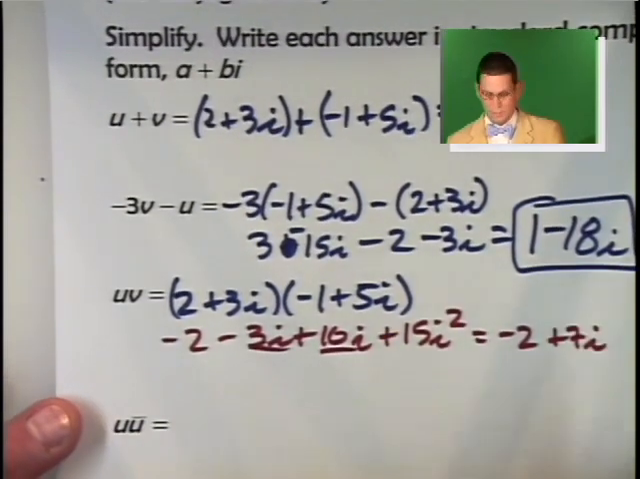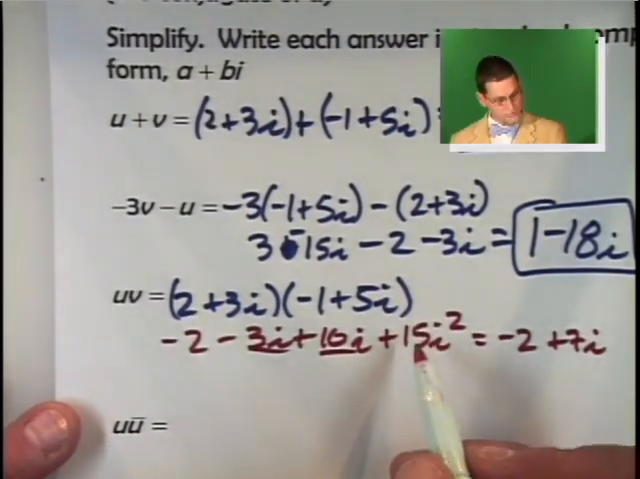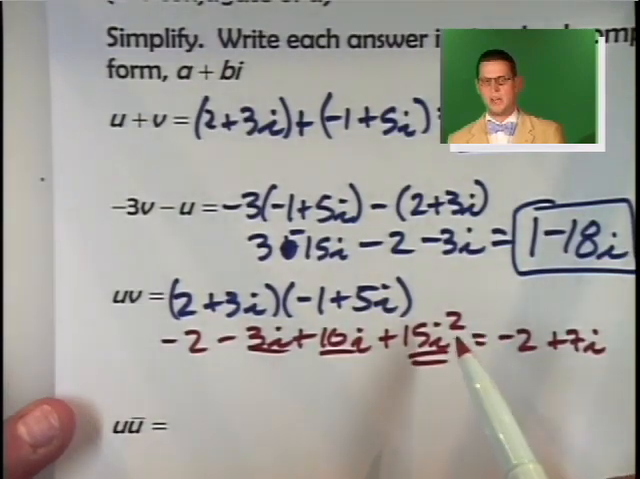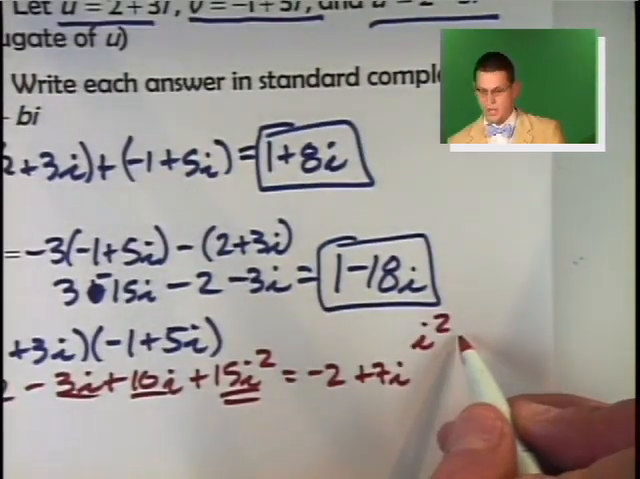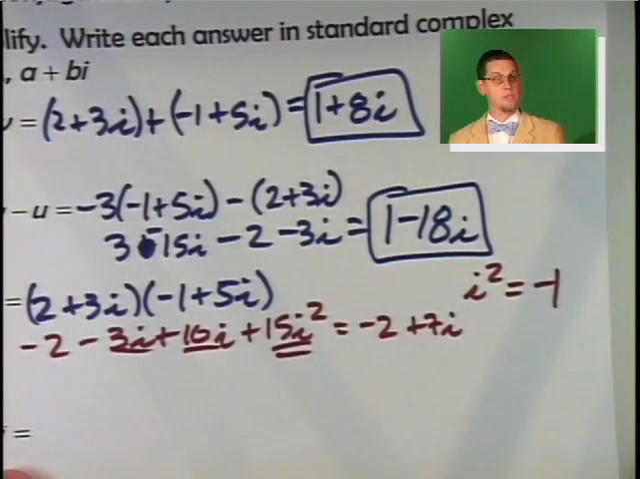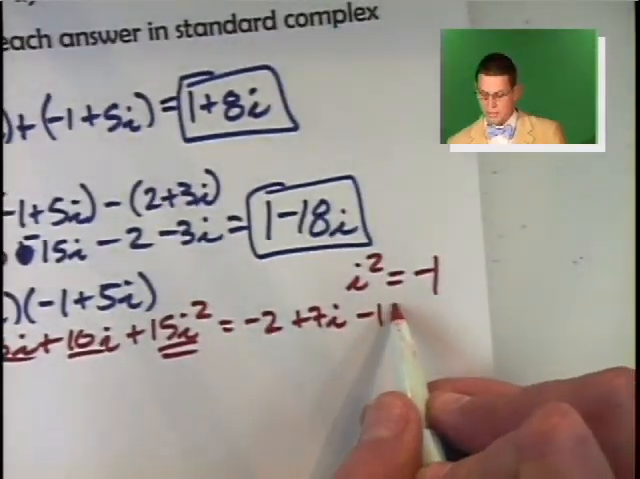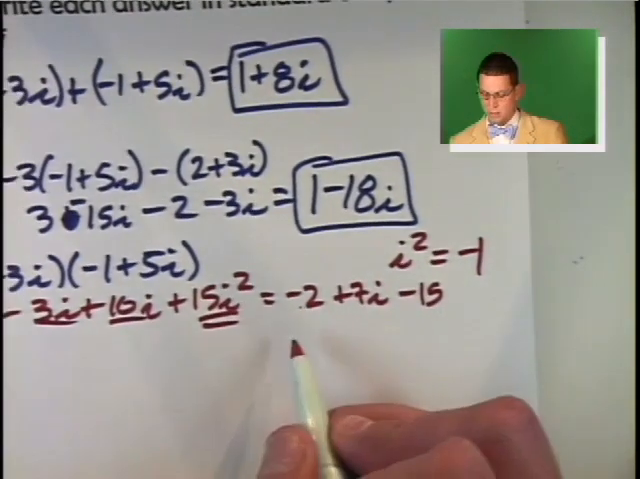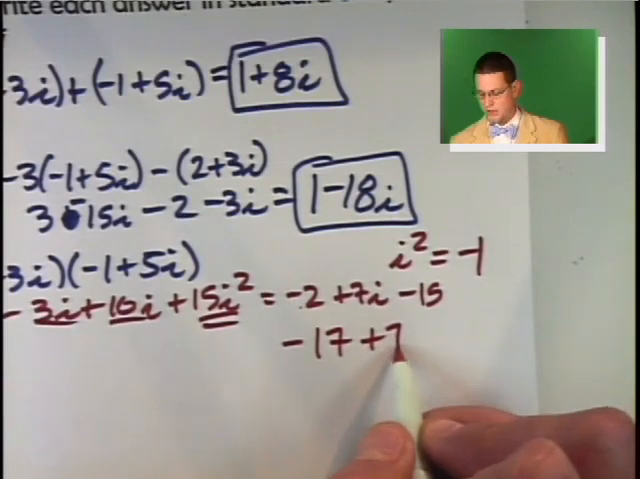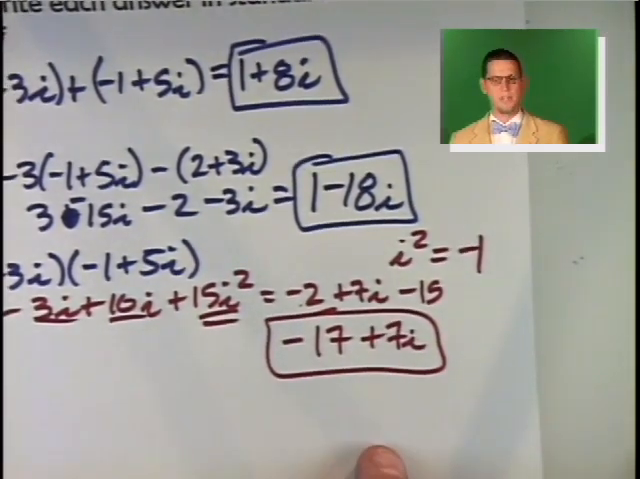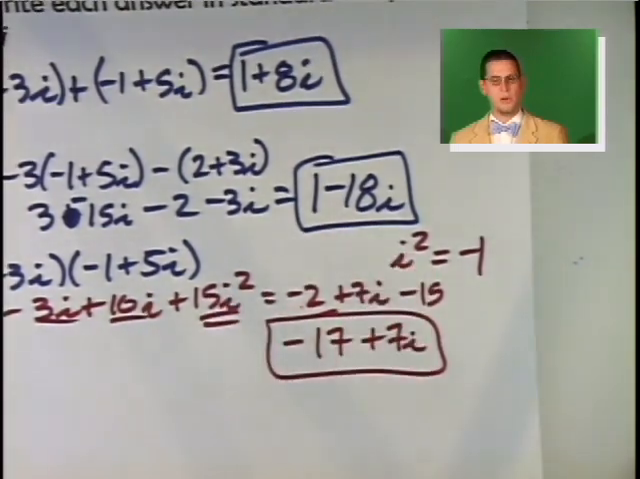Now notice what we have here: 15i squared. Remember, we don't want to leave anything with a larger power than 1 on our i's. So what is i squared? Well, remember that i squared is negative 1. So 15i squared is the same as 15 times negative 1, which is negative 15. Aha! So now negative 2 minus 15 we can combine to get negative 17 plus 7i. And that has the number written in a plus bi, or standard complex format. So i squared you don't want to leave.